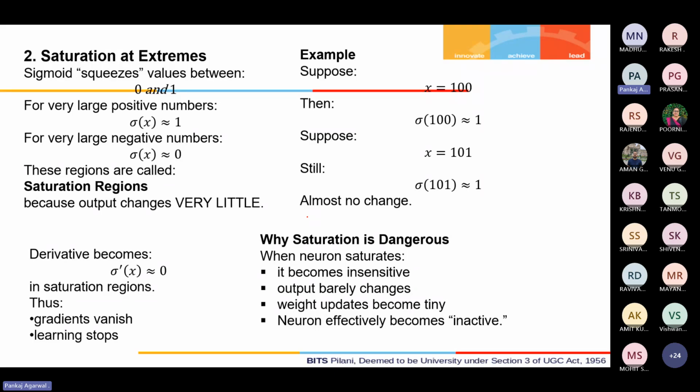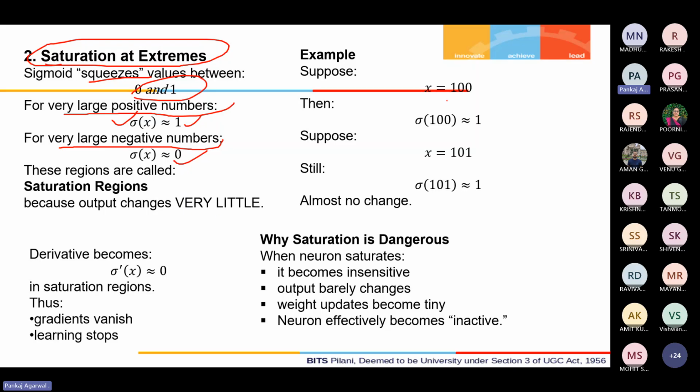Saturation at extremes is also one of the thought processes that I presented when I talked about the sigmoid function. What does sigmoid do? It squashes your values between 0 and 1. That is very simple. For very large positive numbers, it would return 1, and for very large negative numbers, it would return 0 after applying the sigmoid function. These regions are called saturated regions because the output would change very little.